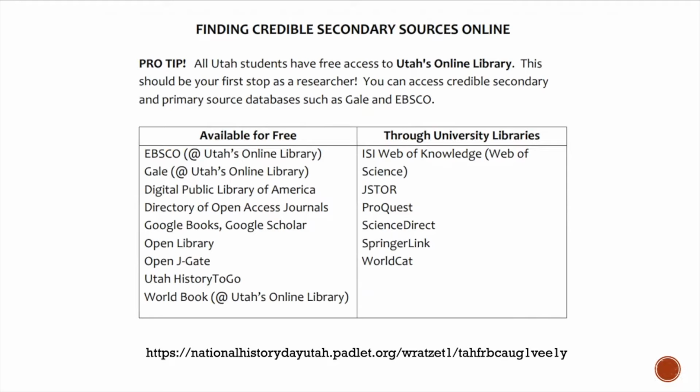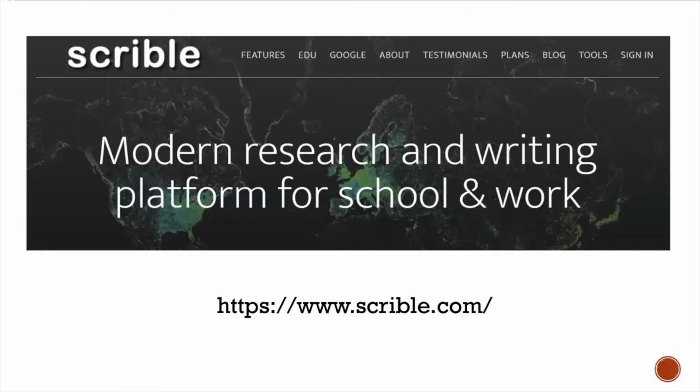Take plenty of notes during this stage, focusing on what you need in order for you to present your topic. Keep track of your sources. There are plenty of wonderful programs online that can help you with this, such as Scribble, which is free for Utah K-12 students. Write the components of an NHD project: context, main event, multiple perspectives, short and long-term outcomes, and a thesis or argument based on historical evidence.